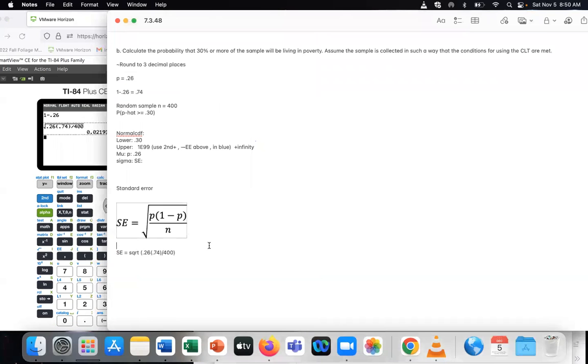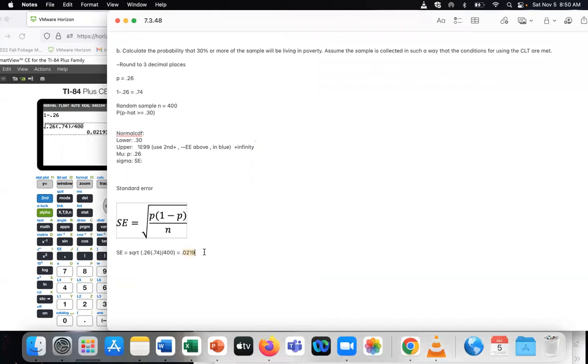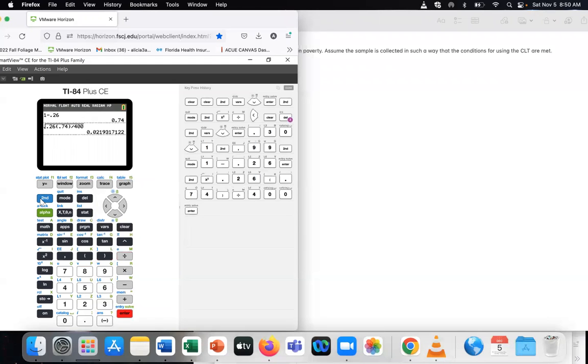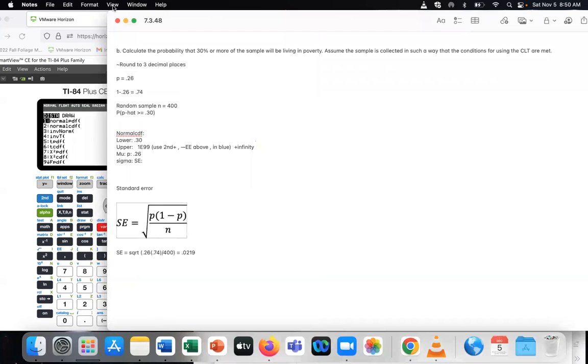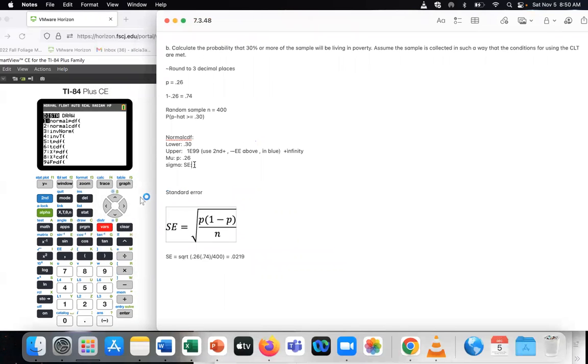So that is going to give me a standard error, which is equal to 0.0219. And we played with this a little in class, seeing if we needed to round too much. And it looked like doing it by 3 was fine. So let's go back to our distribution function because we have all the things we need now, right? So my standard error is 0.0219.